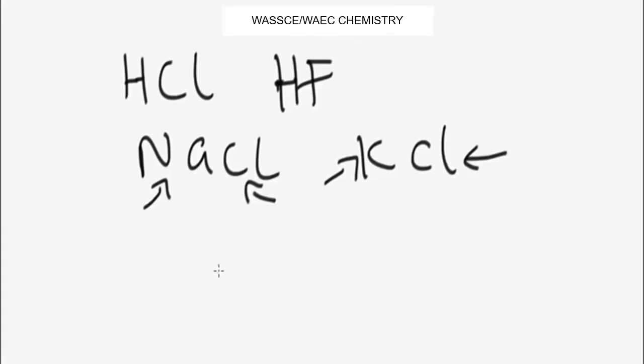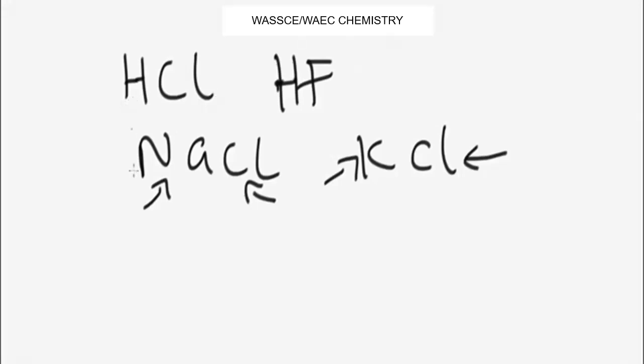Now, this is very important. Note that a displacement reaction can occur between a more reactive halogen and a less reactive one. For example, chlorine can displace bromine and iodine from an aqueous solution of its salt, whereas bromine will also displace iodine because of the trend in reactivity.